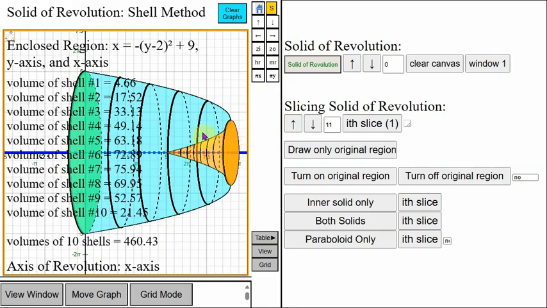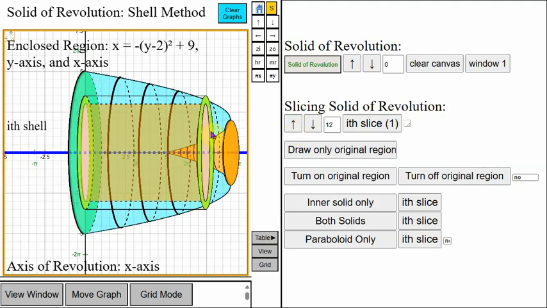And so altogether, the volumes of the 10 shells would be 460.43. And so we can use 460.43 as an approximation for the volume of the solid of revolution without the cone.